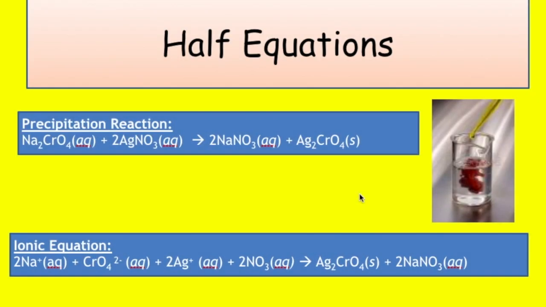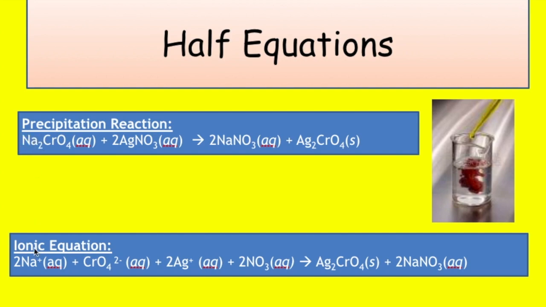This is going to be a video about half equations, which can cause quite a few problems. So let's have a look at this reaction between sodium chromate and silver nitrate to form sodium nitrate and silver chromate. We could break that standard reaction down into an ionic equation.